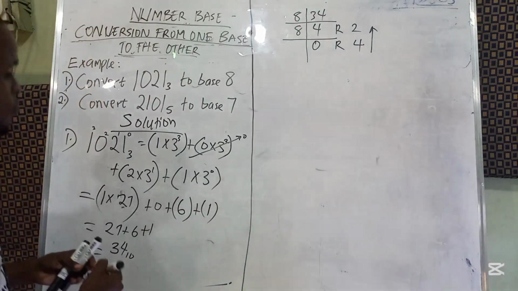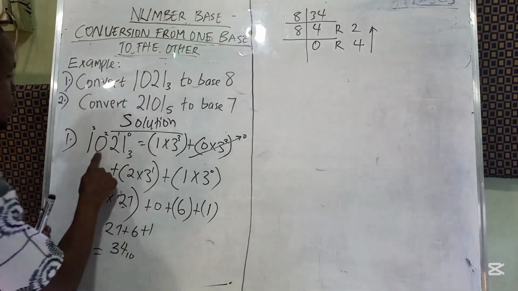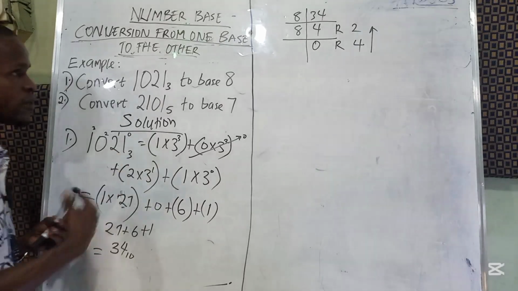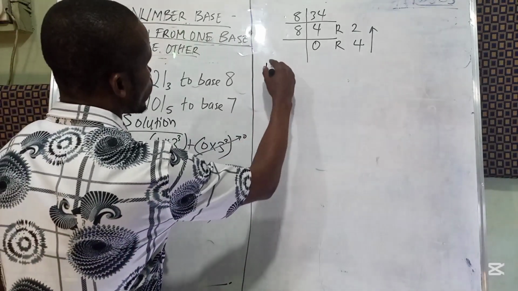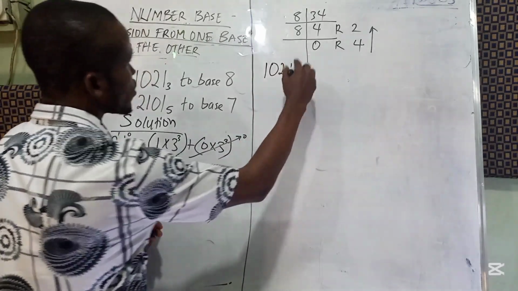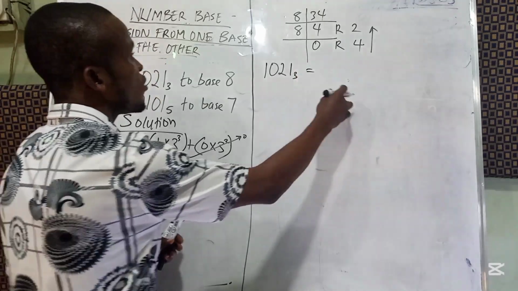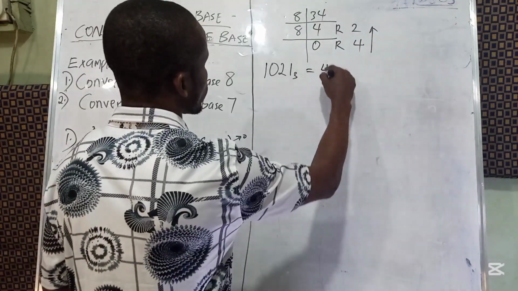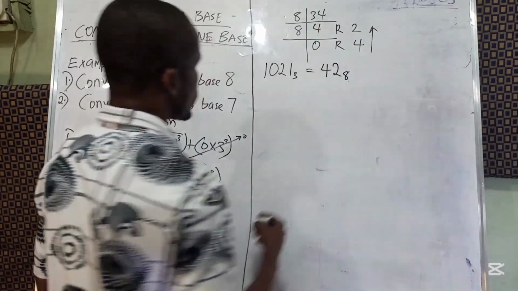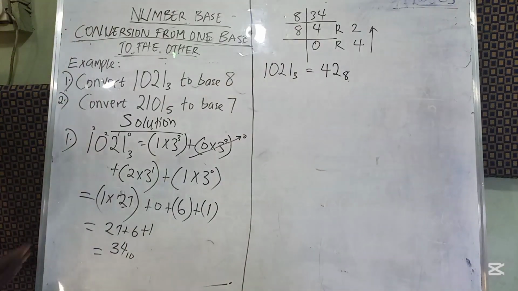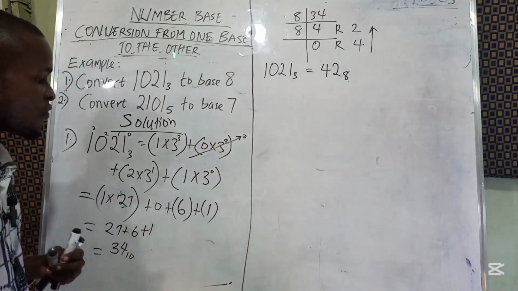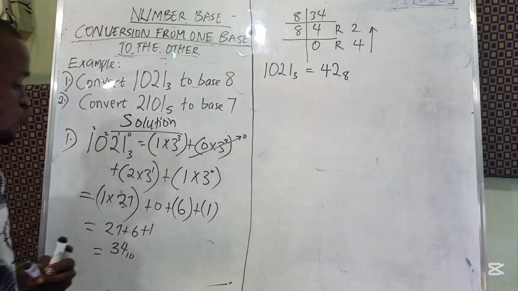From bottom up is the result. So that implies that 1021 in base 3 equals, reading from bottom up, that is 42 in base 8. So that's how to convert from one base to the other. First, we need to convert to base 10.